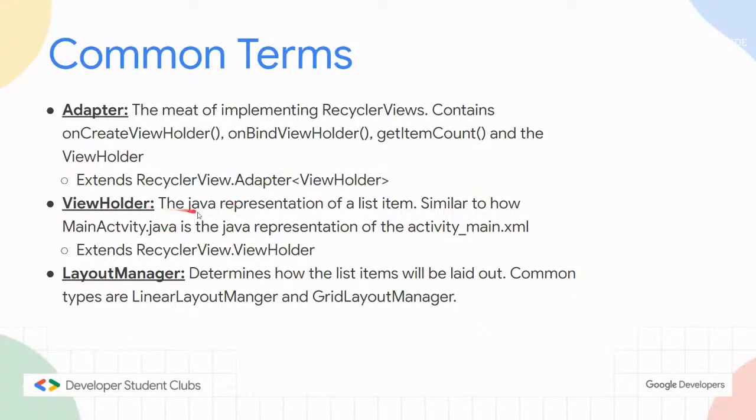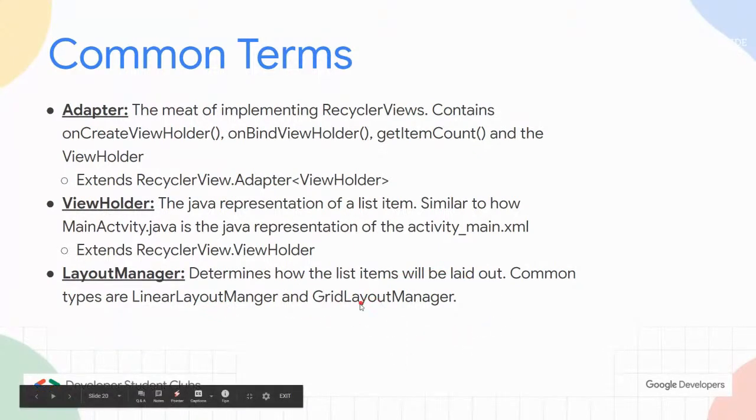Next, view holder, we'll just briefly go over it now, is a Java representation of a list item. So you have a layout file, which is the visual representation. Then we need a code representation of it, which is the view holder. Don't worry, we're going to skim through this. Layout manager talks about how our views are going to be placed on the screen. So if you want to display it as a vertical linear list, a linear layout manager, or a horizontal linear list, a linear layout manager. Sometimes you want grids, then grid layout manager. So you can place the views in different ways.